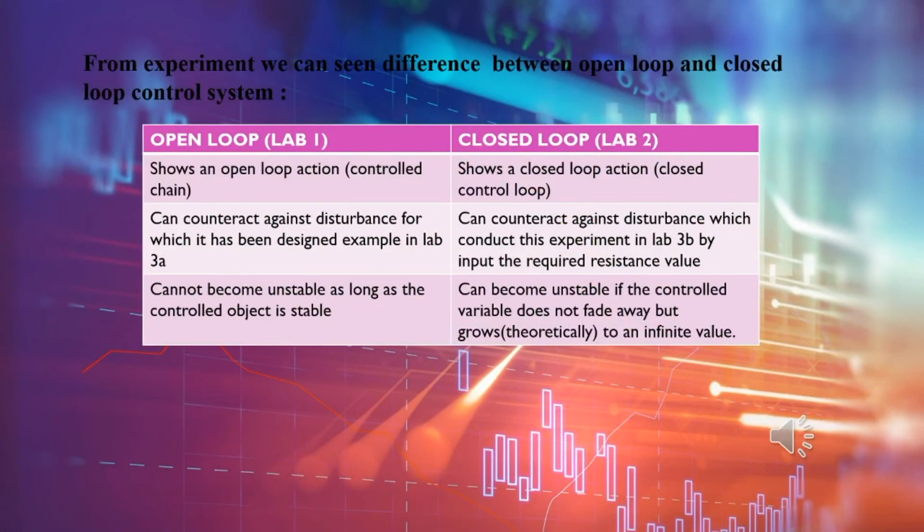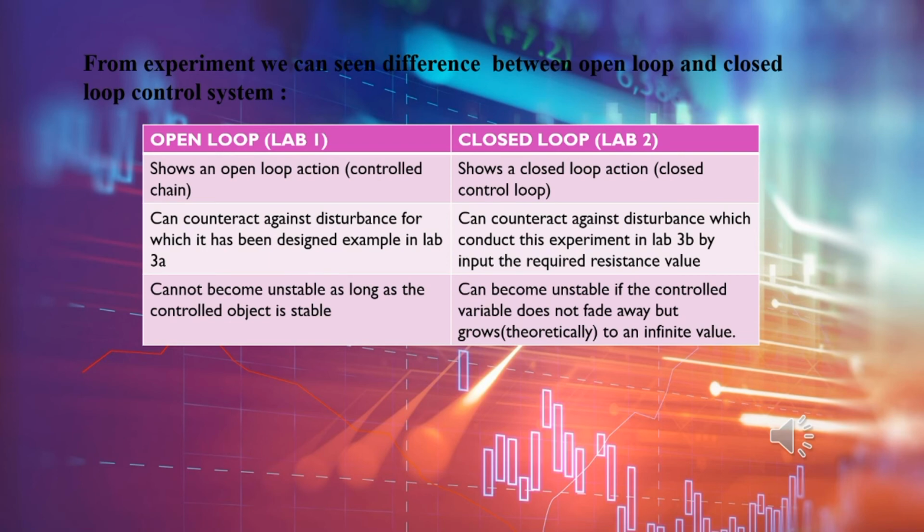From the experiment, we can see the difference between the open loop and the closed loop control system. The open loop that has been conducted in lab 1 shows an open loop action, which is a control chain. It also can counteract against disturbance for which it has been designed. Lab 3A has been done to determine this disturbance. It also cannot become unstable as long as the control object is stable.